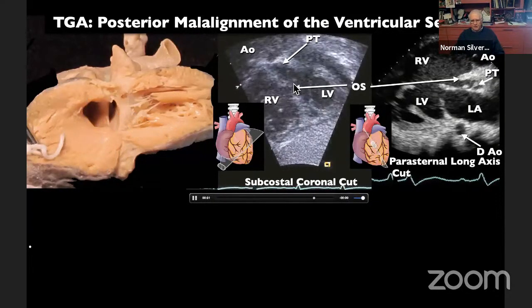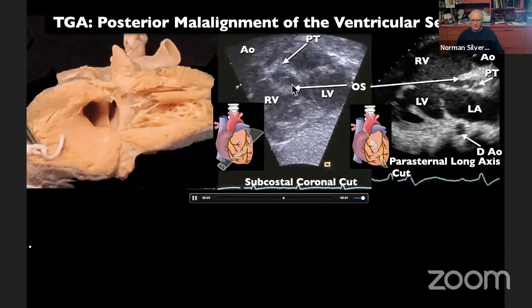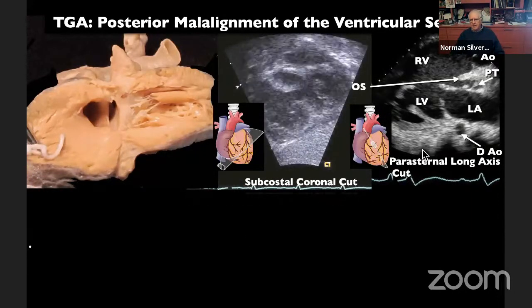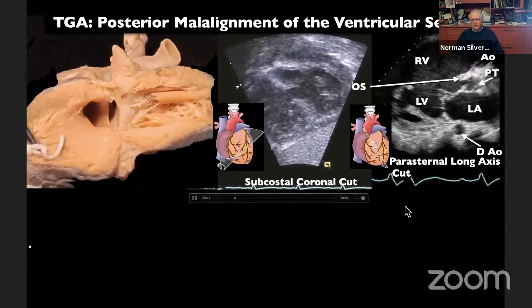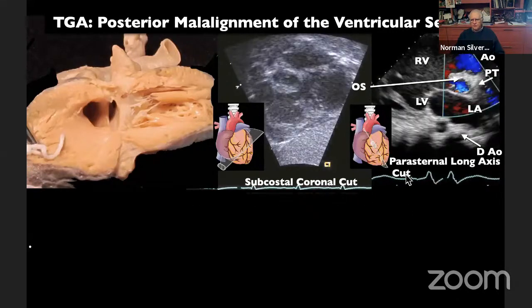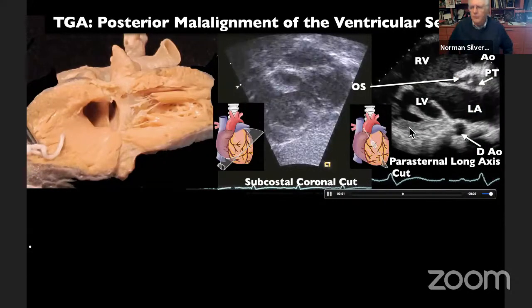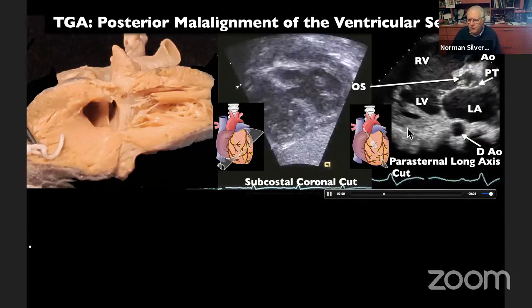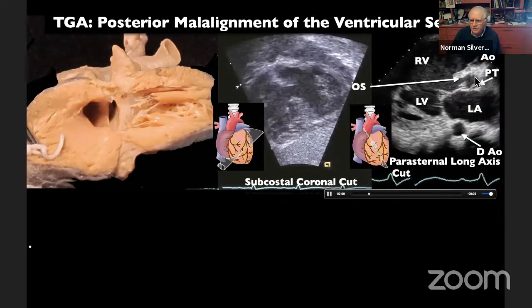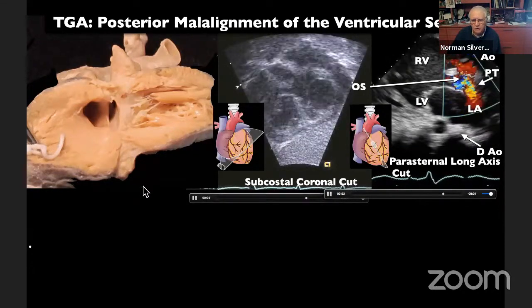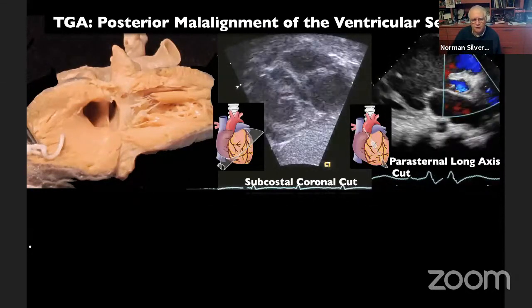So here is this posterior malalignment shown from a subcostal coronal cut. The septum is deviated, narrowing the entrance into the pulmonary trunk. And here in parasternal long axis, you get to see this very clearly. This is one of the rare examples where the actual illumination of the morphology is better when you look at it on the echo in 2 dimensions than looking at the actual image here, which is quite hard to appreciate.